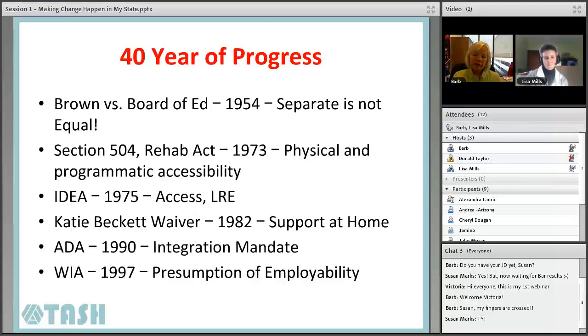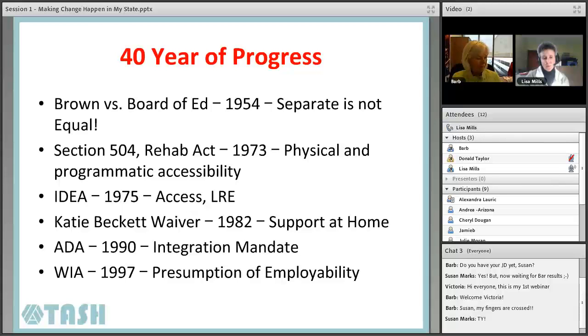So Lisa, do you want to talk about the last two on this list? Sure. The ADA, the Americans with Disabilities Act, we are celebrating 25 years this year, the passage of this landmark civil rights law for people with disabilities.